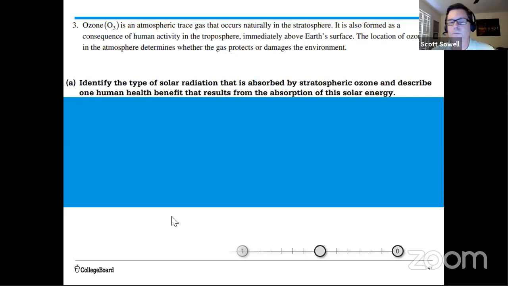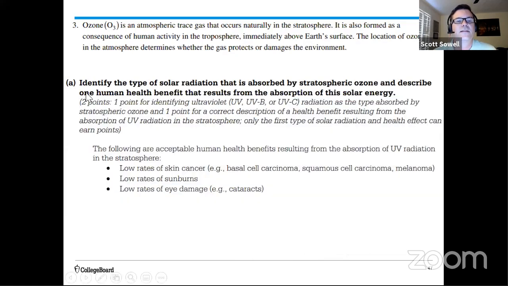Okay, so again, there's two parts to this FRQ, so let's look at both of them. The first one says, identify the type of solar radiation. You get 1 point for identifying ultraviolet radiation, UV, UVB, or UVC. So that's 1 point for just identifying ultraviolet radiation.